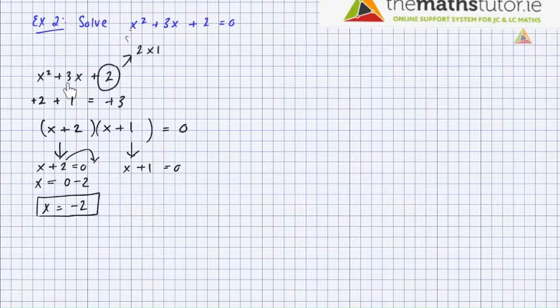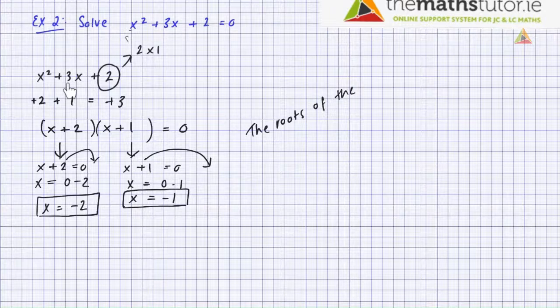That's one solution. And then the other one, x plus 1 equals 0. So what's x? Well, I bring the plus 1 across the equal sign, it becomes minus. So it's going to be 0 minus 1. So x is equal to minus 1. That's the other solution. So we're going to write that the roots of the equation are x equals minus 2 and x equals minus 1.